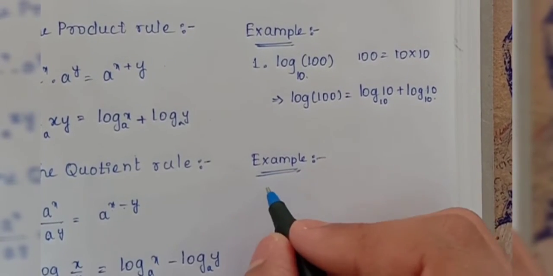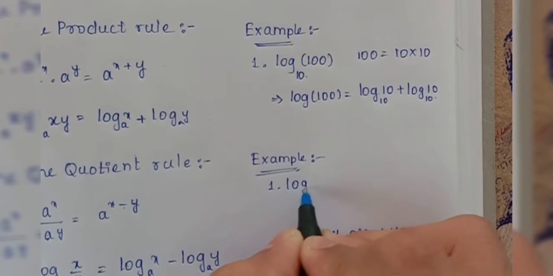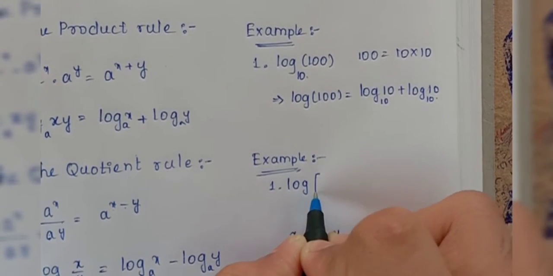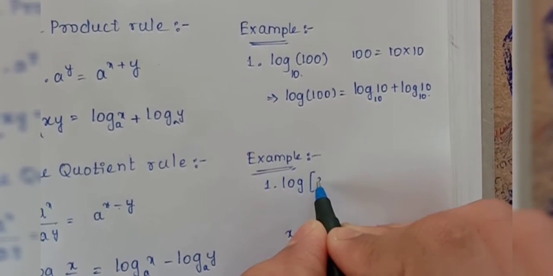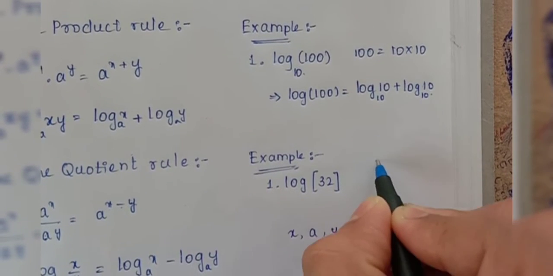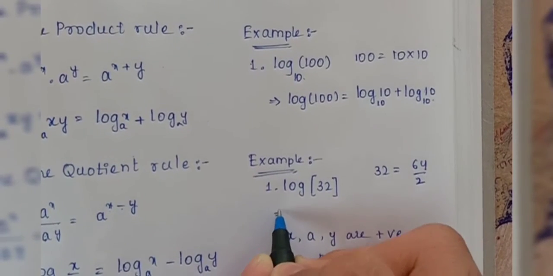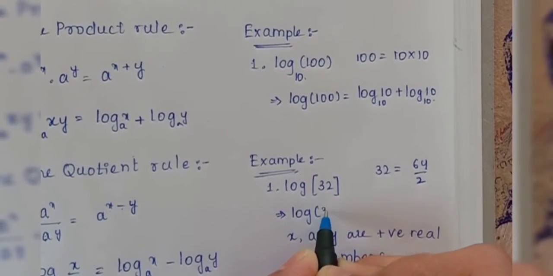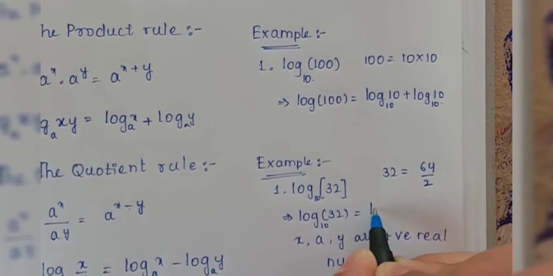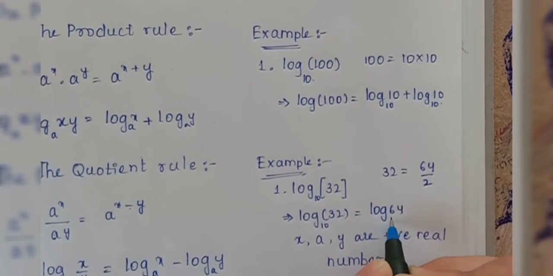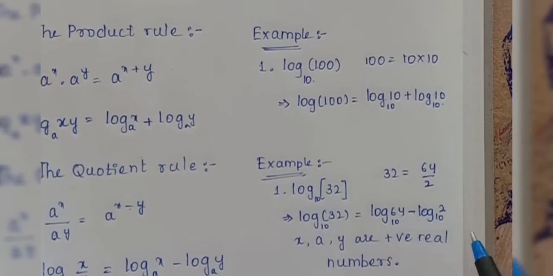Coming to the quotient rule, log of 32. 32 can be written as 64 by 2. That implies log of 32 to the base 10 can be written as log 64 to the base 10 minus log 2 to the base 10.